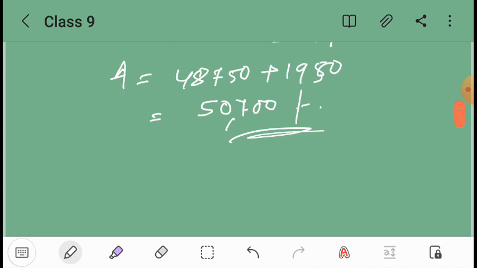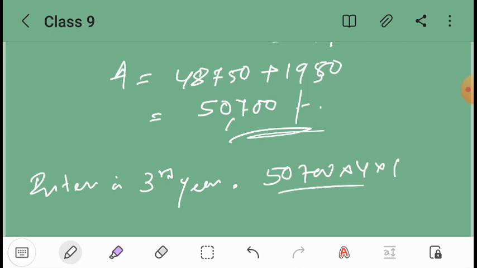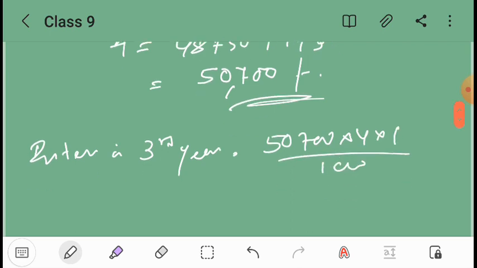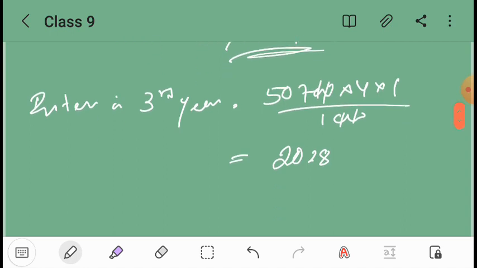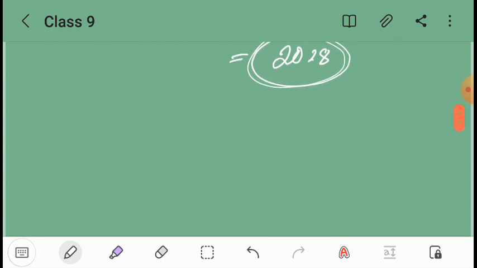Sorry, this is the third year, na? So the interest in the third year, again you need to find, that is 50,700 into 4 into 1 divided by 100. So these zeros will be cancelled out, 507 into 4, so 2,028. This will be the interest for the third year, and hence this is the required answer, na? Yes, this is the required answer. Now I hope you will get that one. If not, then repeat the video once.